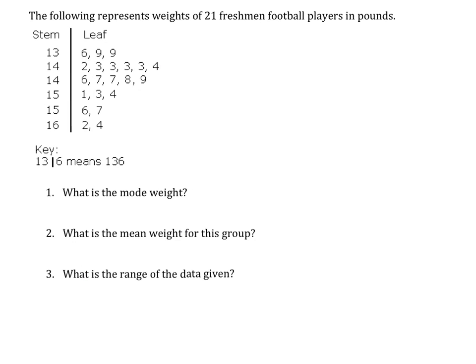Alright, next section of questions. The following represents weights of 21 freshman football players in pounds. So we got a stem part of the graph and a leaf part of the graph. And then they give you a helpful key there to help you interpret that. And then number 1, what is the mode weight? Number 2, what is the mean weight for this group? And 3, what is the range of the data given? Teachers, please pause the video here and allow students to answer these 3 questions, and then I will go over the answers.